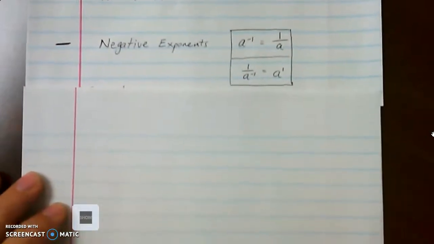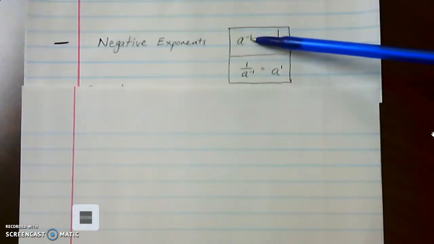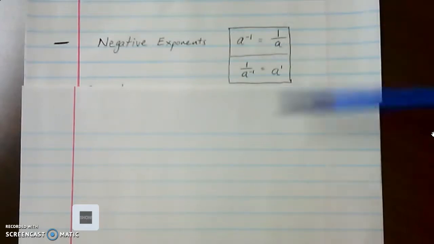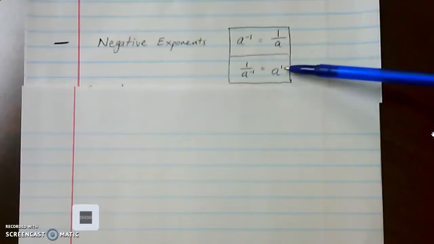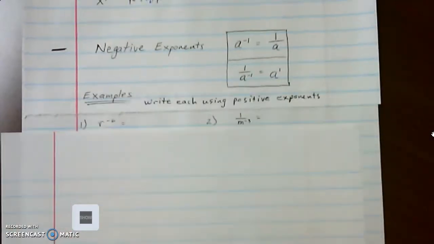Negative exponents. So it's going to seem a little strange, but things are going to be moving around today. So if you have a negative exponent, you put that, whatever it is, x, y, a number, in the denominator, and you make it positive. If it's already negative in the denominator, you take it out and make it positive. And if you're thinking, what? Well, we're going to look at some examples.